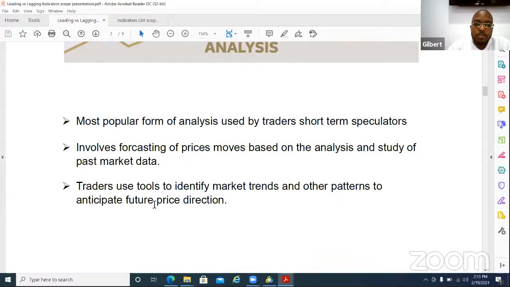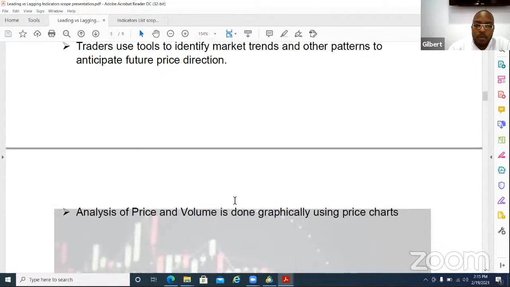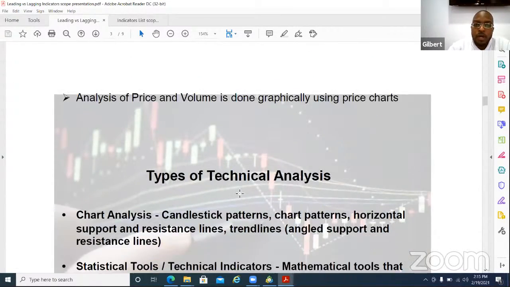All right, so traders use tools to identify market trends and other patterns to anticipate future price direction. So these tools are the ones called the technical indicators. Those are the ones that we are going to be looking at today. I hope so far we are okay.